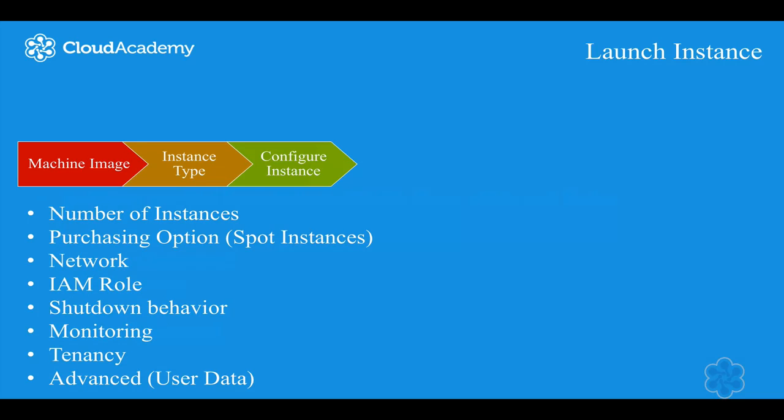Step 3. Configure instance details. This allows you to launch multiple instances from the same AMI and instance type, request spot instances to lower your pricing, assign an access management role, configure shutdown and termination behavior, or do advanced configuration using user data to configure the instance or run a script at launch.